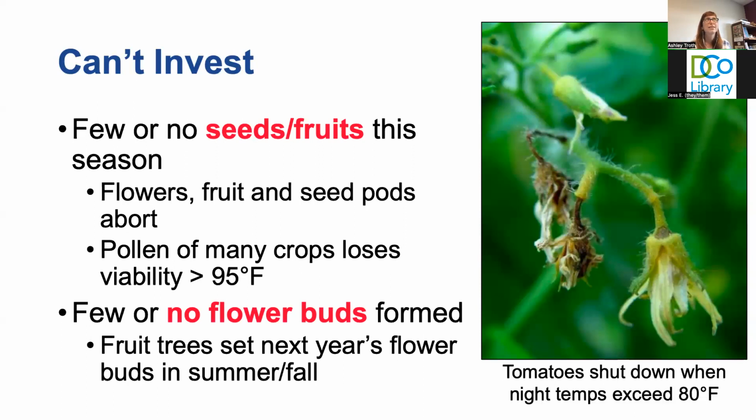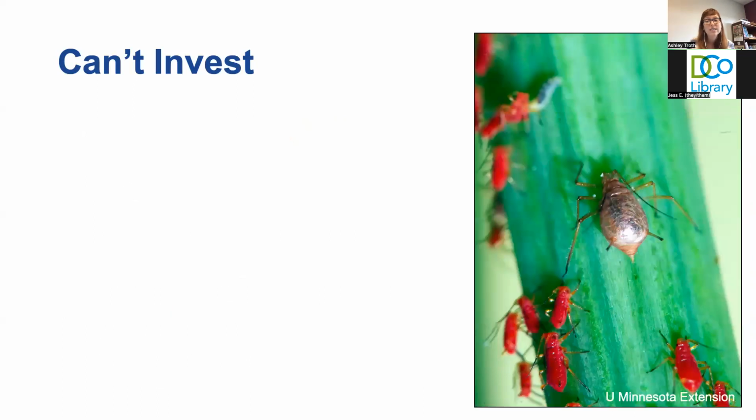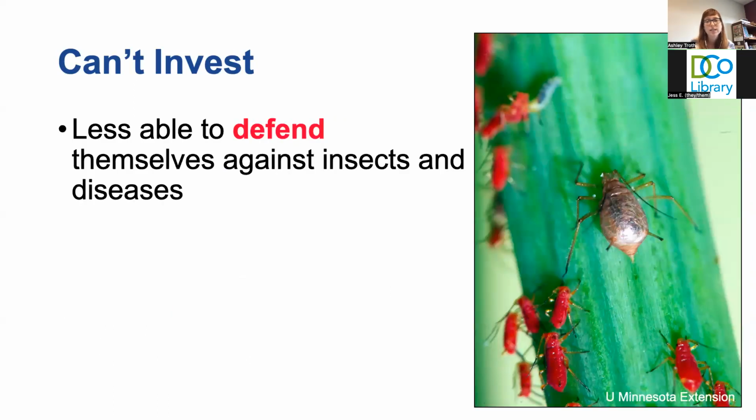That's a pain in the butt when it's for this year's flowers, but it's frustrating because it can even affect next year's flowers. So for plants like some hydrangeas, camellias, other things like that, where they set flowers actually the prior year, if it was too hot when they were trying to do that, you're just not going to have flowers. Plants can't invest, so they're less able to defend themselves against insects and diseases.